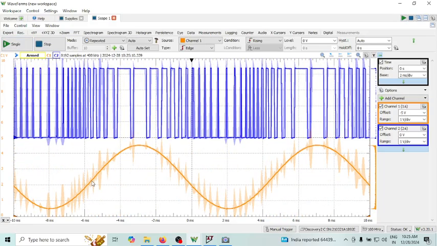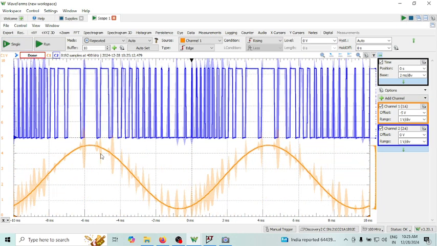See, now I'm applying a control voltage which is a sine wave. When the control voltage is less, you have lesser on time. You can see the on time is less. On time is least at the negative peak. When it is at the positive peak, the on time is maximum. So this is what we call a pulse width modulated waveform.